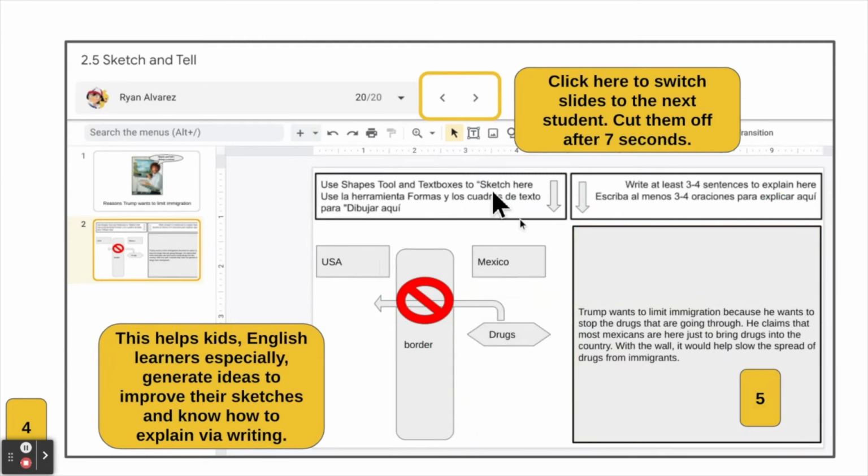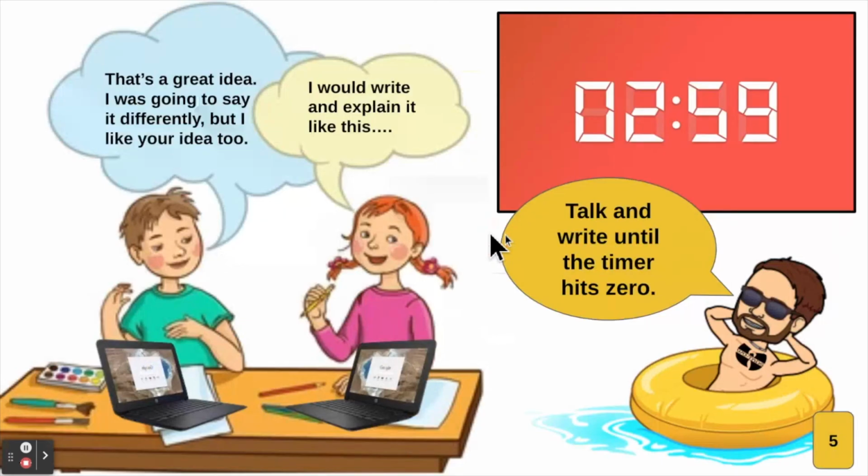And then as each kid's sketch pops up here, they stand and present, and you cut them off after 7 seconds. Again, this helps English learners especially generate ideas, improve their sketches, and know how to explain when they get to the writing portion. And then you click here to just move on to the next student.